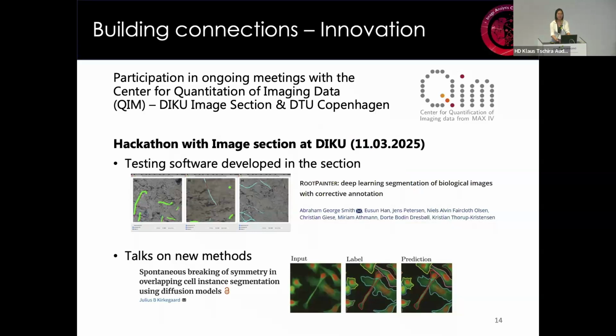So we've had our first one just a couple of weeks ago, where we tested software that was developed in the section. So here we tried Root Painter, which is essentially a UNet with a nice interface in front of it that's already being used a little bit in the plant community. And then we also had some talks from the imaging, the computer vision scientists that are working there. And I think this was one of the very interesting ones that I saw, where they were using essentially diffusion models to break the symmetry of segmentations, like from CNNs and from Cellpose and things like that, and to be able to essentially segment overlapping cells, which was, oh, that's really cool to me.